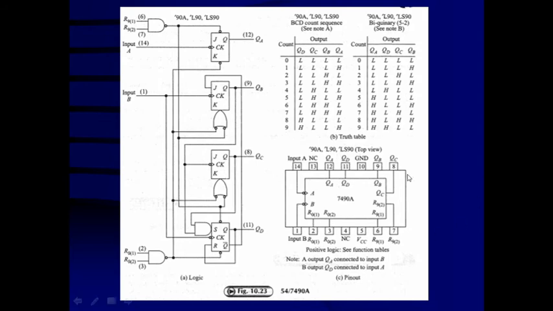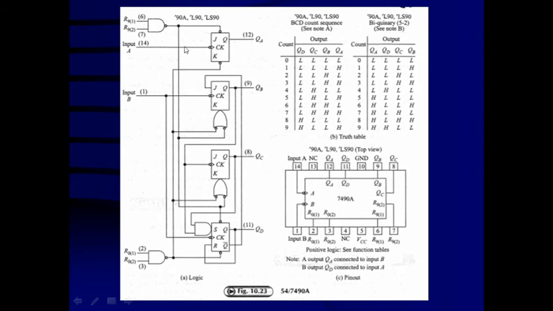The IC pin diagram is given over here. You can see that pin number 1 is the clock input B. Pin number 14 is the clock input A. Pin number 2 and pin number 3 are R01 and R02. What are these R01 and R02?